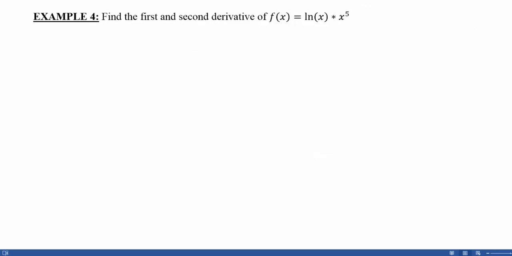Example 4. Find the first and second derivative of f of x equals ln x times x to the 5th. So like before, if we want to find the second derivative of a function, we need to apply the rules that we know about derivatives to the first derivative of the function. So in this case, we'll start with the first derivative and then use that to find the second derivative. So our first derivative here, we're going to find by using the product rule. We have two things multiplied together. So I'm going to call the first function f and the second function g.